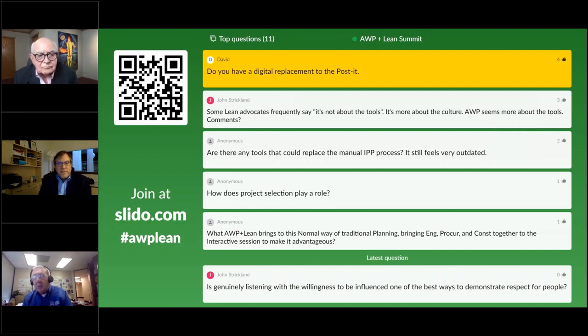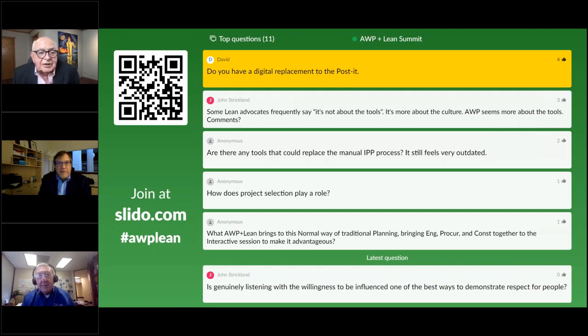That doesn't do well on the mural, which is great for silent brainstorming, putting stuff up. It's not good for conversation. It's not good for relationship building. So I'm still an advocate of the guy writing his sticky, sticking it on the wall, and talking to the guy next to him about that sticky.